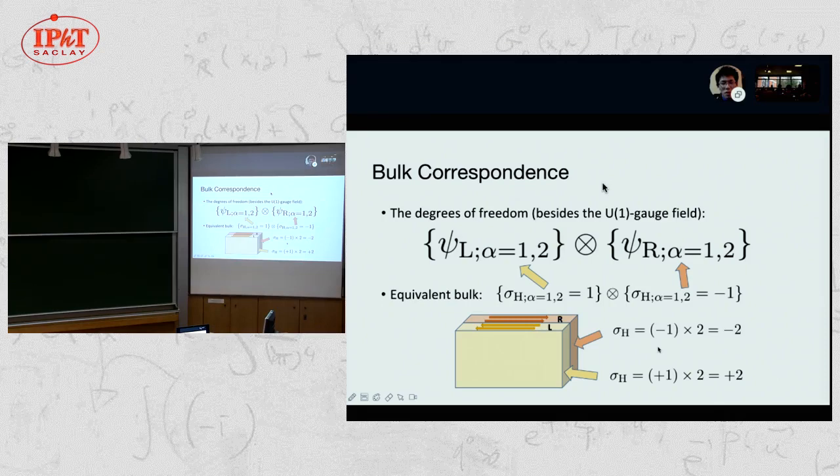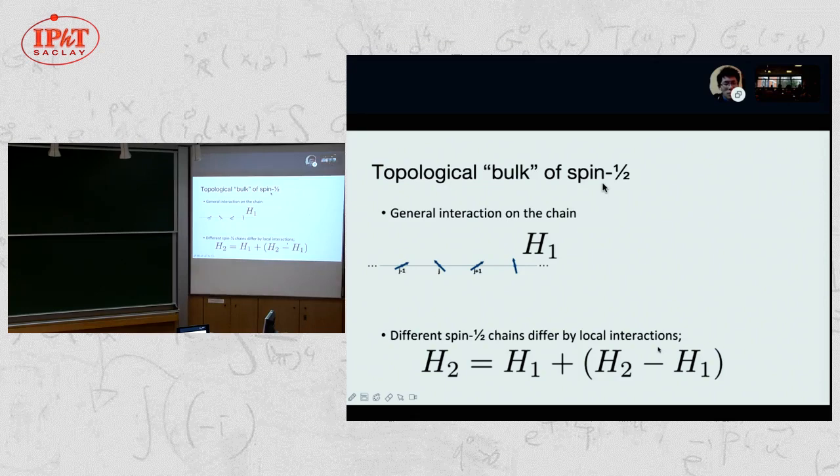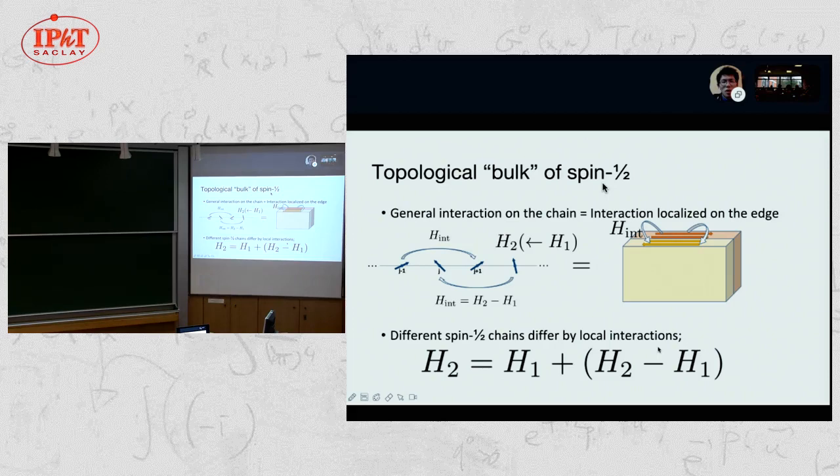Why this bulk is useful is that we claim this bulk is indeed a universal invariant. To see this, we can start from some spin model H1, and we know that any other local spin model differs from H1 by a local interaction, H2 minus H1. So we can add exactly this difference, H2 minus H1, to transform H1 into H2. And in the bulk language, this interaction is just some interaction on the edge. Because the bulk has a very large gap, the correlation length almost vanishes, so this interaction doesn't affect the bulk.